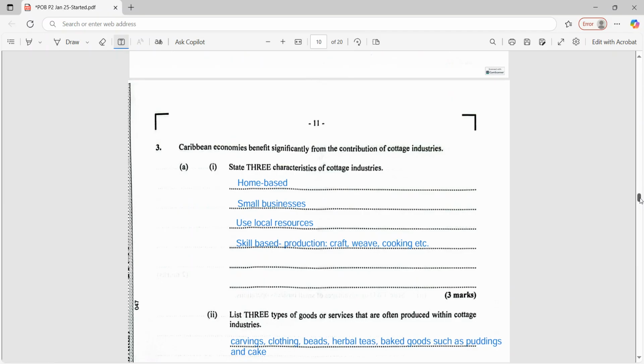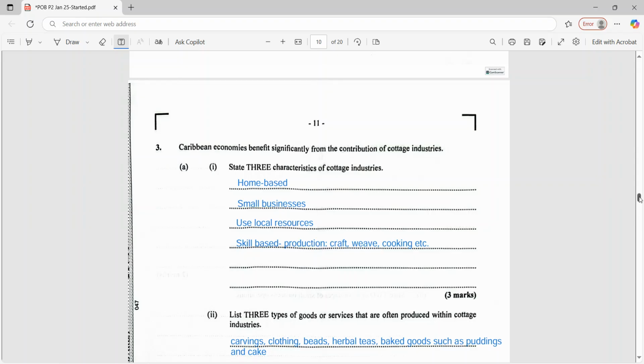Question 3. Caribbean economies benefit significantly from the contribution of cottage industries. We should state 3 characteristics of cottage industries. So we know that cottage industries, firstly, they are home based, usually small businesses. They usually produce items that are skill based. So maybe crafting, weaving, cooking. Those are the processes that they would use and more. And whatever they use to make these products are usually from local resources.